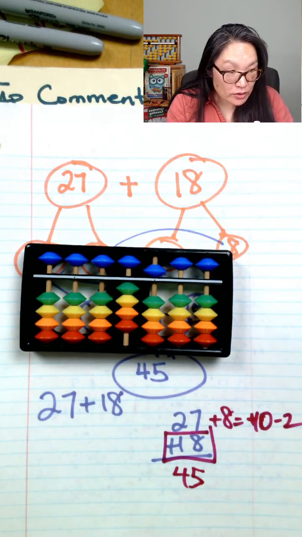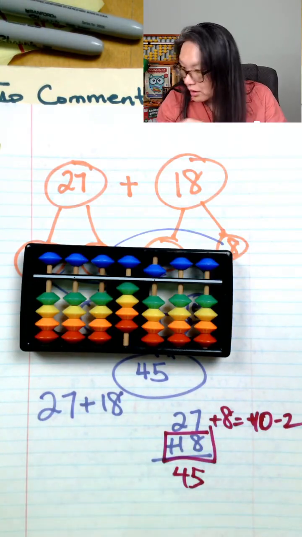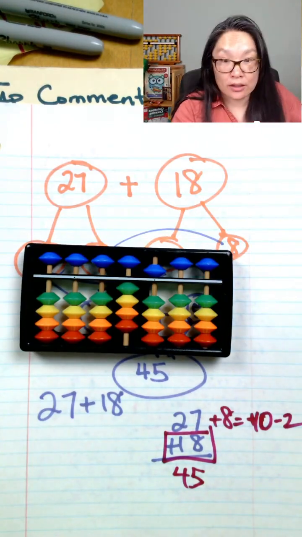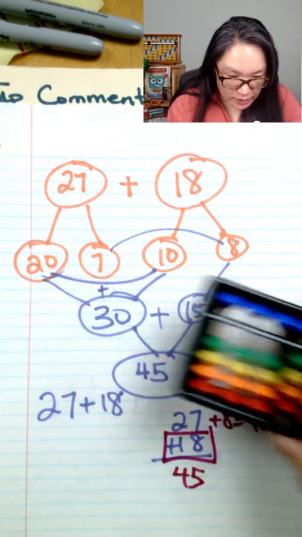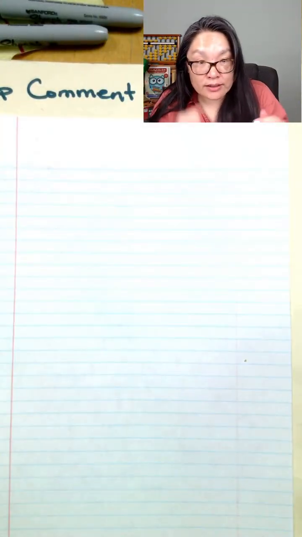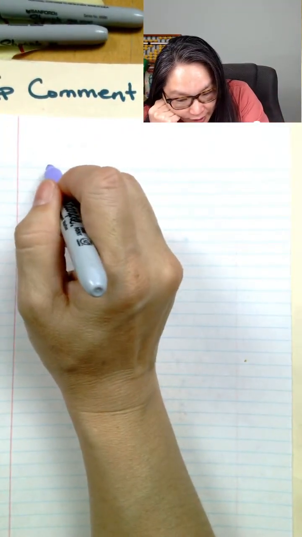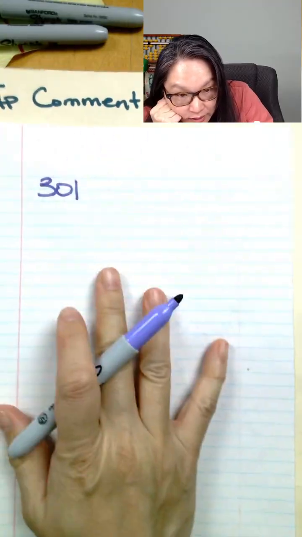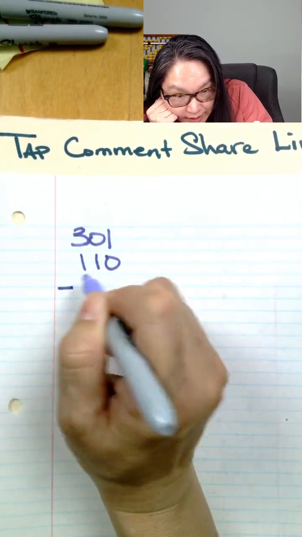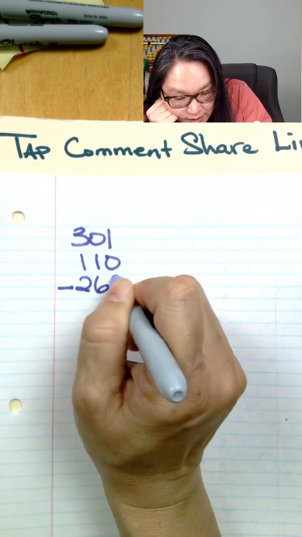So, I mean, there's more. In Abacus, we actually do more than just 2 add-ins, which is interesting, right? So here's another question. We can do 3 digits. Well, let's be exciting and do 3 digits. So the question is 301 plus 110 minus 263.